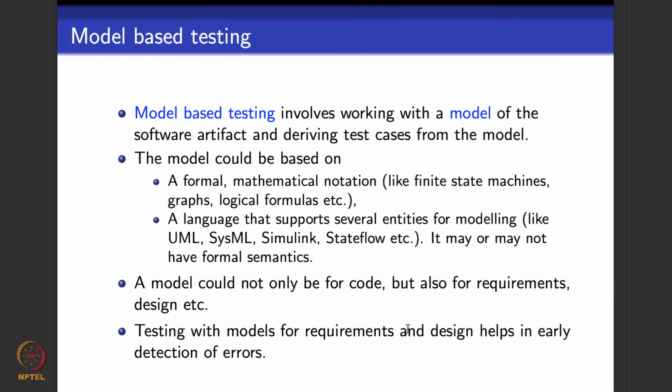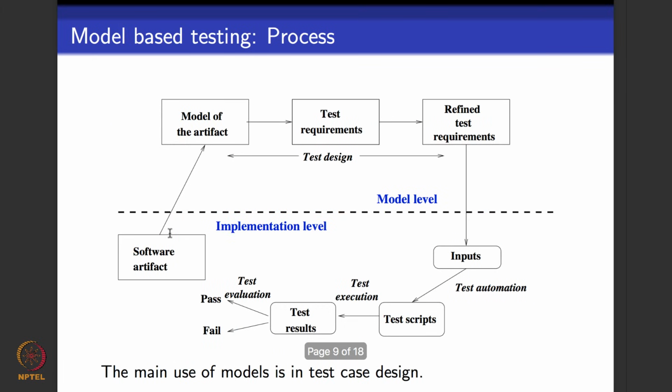Suppose I manage to have good, well-defined models for requirements and design, and I'm able to design test cases for them. Then remember that I'm doing this kind of testing right at the requirements level or design level before I write code. So if I find an error, I find it early on in the life cycle, and that is considered to have lots of benefits. So what is the process of model-based testing?